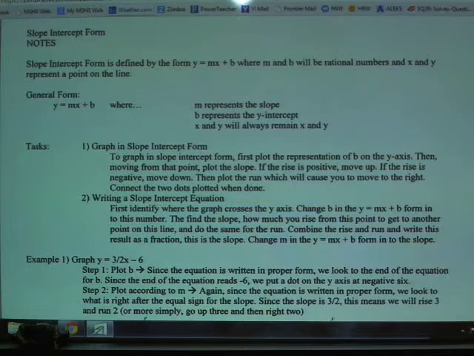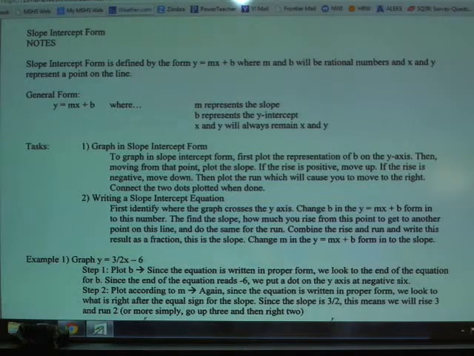Slope-intercept form, as you can see from the introduction there, is defined by the form y = mx + b. m is going to represent the slope, and we've seen that before, so that's nothing new. b is a new idea to us. b represents the y-intercept, and x and y are always going to say x and y.